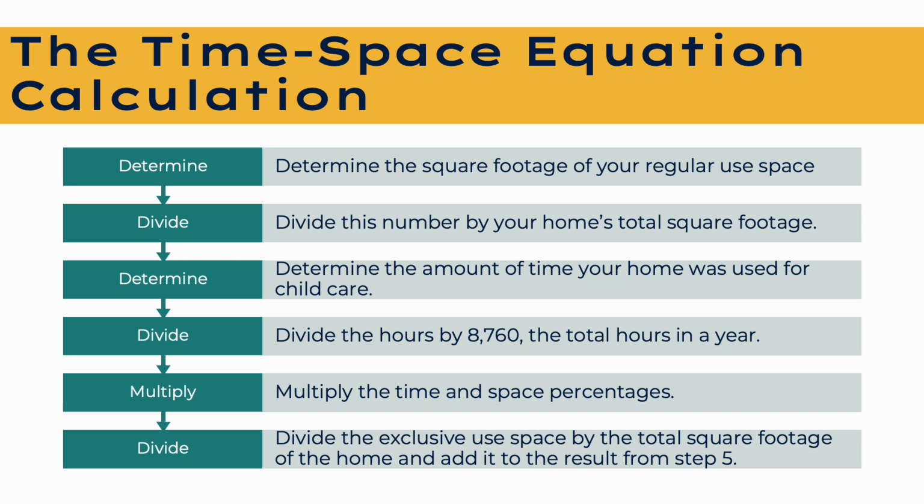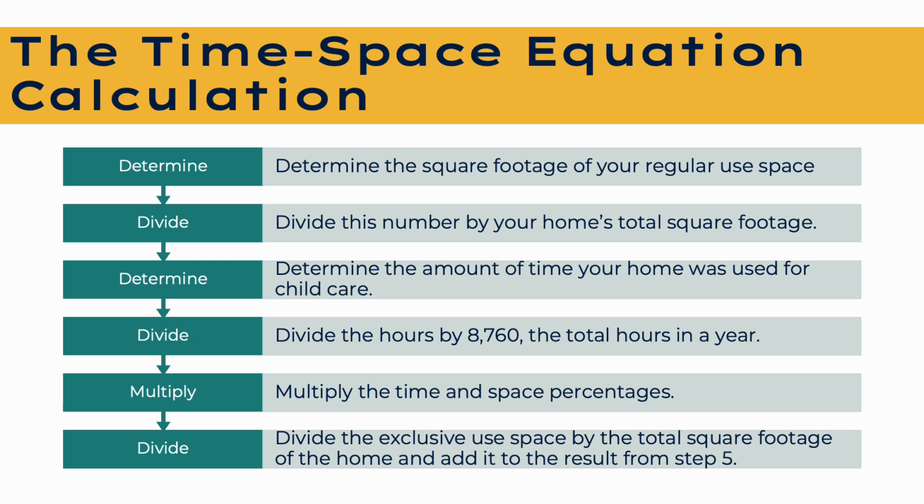Step 1. Determine the square footage of your regular use space. Step 2. Divide this number by your home's total square footage. Step 3. Determine the amount of time your home was used for childcare. Step 4. Divide the hours by 8,760, the total hours in a year. Step 5. Multiply the time and space percentages. And step 6, divide the exclusive use space by the total square footage of the home and add it to the result from step 5.